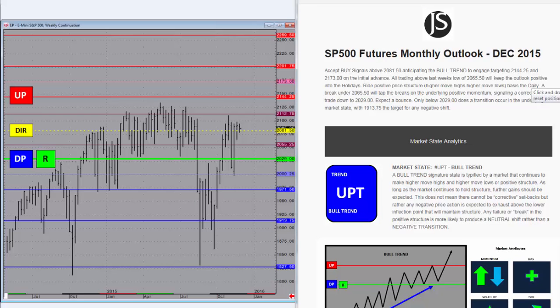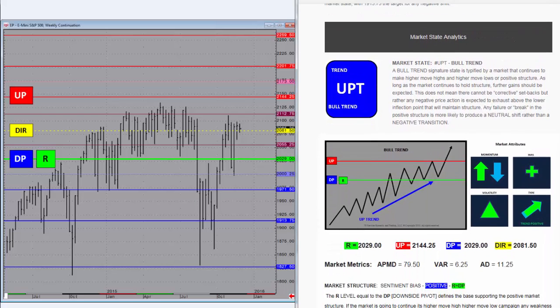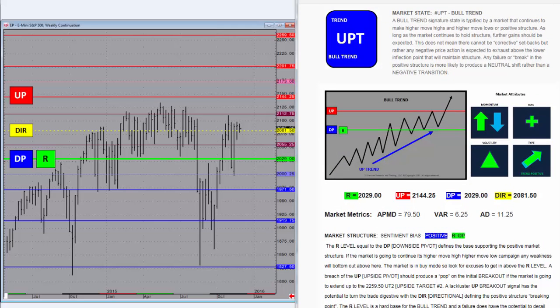All this analytics is just going through the facts. And the fact is, the market's in a bull trend. Fact is, bull trend expectation is higher move highs, higher move lows. Fact is, we've got our structure point below the market, defining that lower trough. As long as we're above that price point, we should anticipate this market to perform like a bull trend.